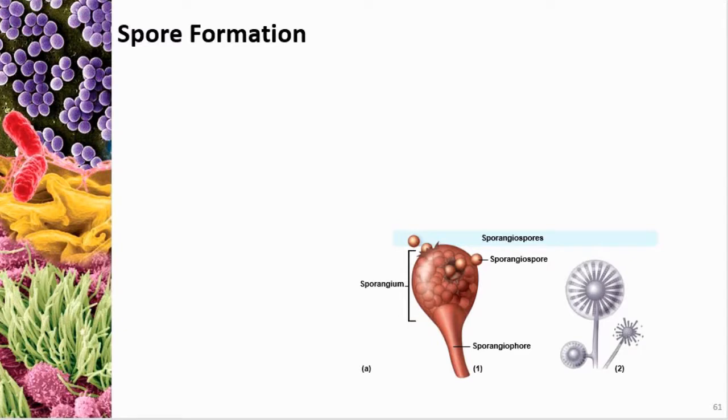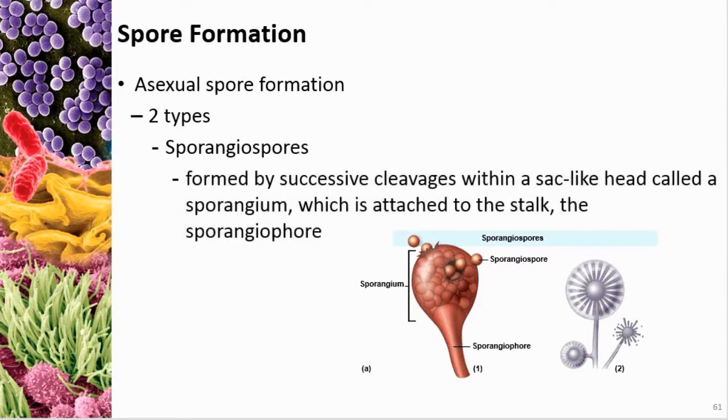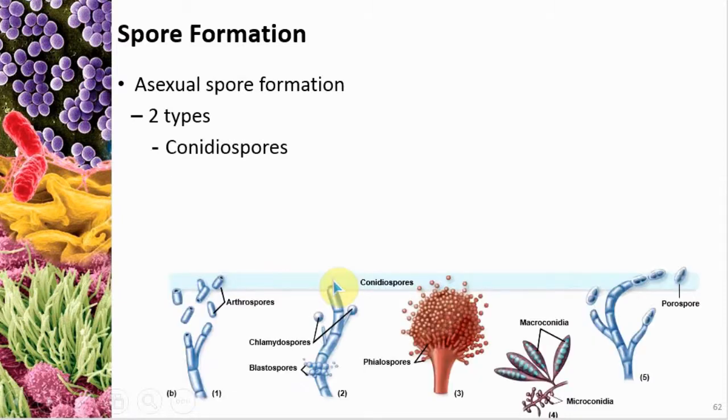As we mentioned earlier, they are asexually reproduced. There are 2 types of spores. The first one is a sporangiospore. It's formed by successive cleavage, and cleavage is a word for splitting. So it splits and then splits and then splits, inside this sac-like head called a sporangium, which is what we're looking at right here, which is attached to a stalk called the sporangiophore. That's phore, with a P-H. The other type is called a conidiospore, also known as a conidia.